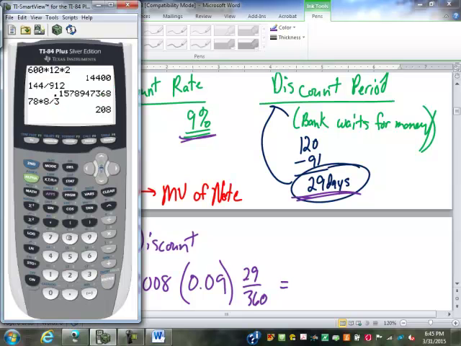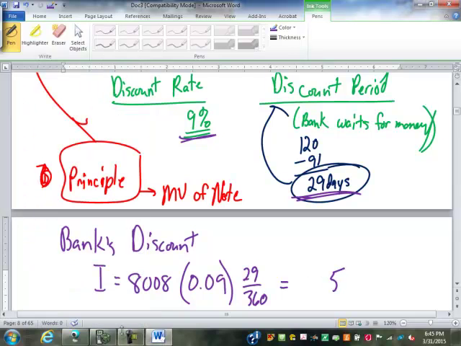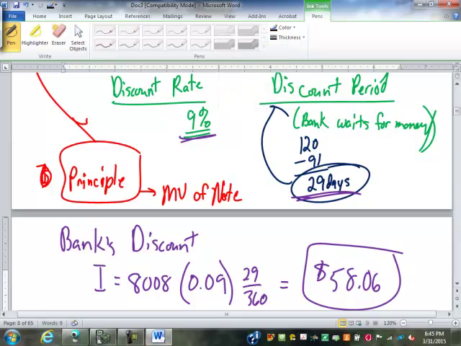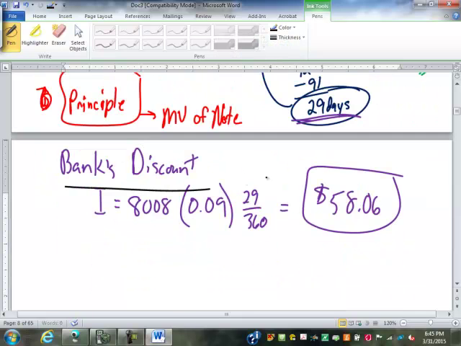So we have 8,008 times 0.09 times 29 divided by 360. Gives us $58 and, how would we round that, Casey? 6 cents. Very good. That's the bank discount. That's how much the bank is going to charge you to wait 29 days for the money.